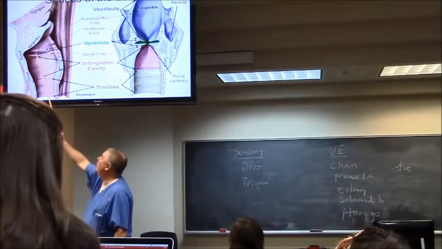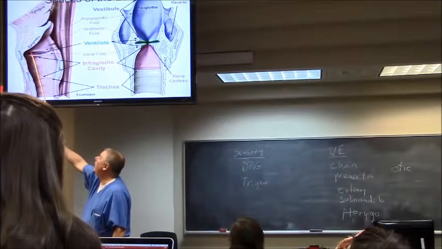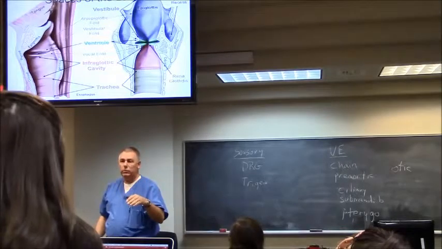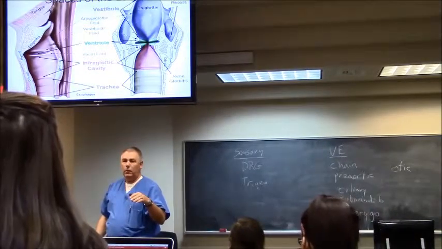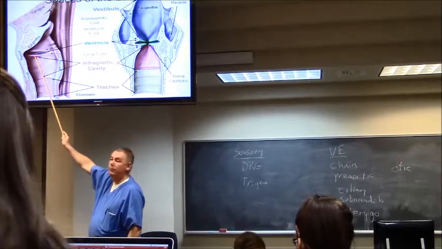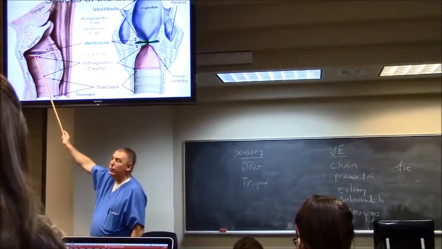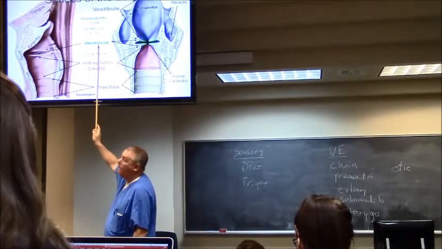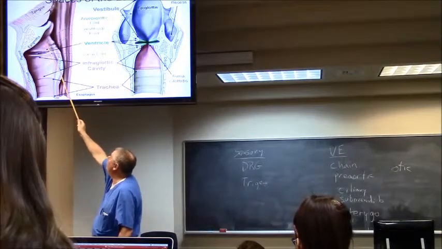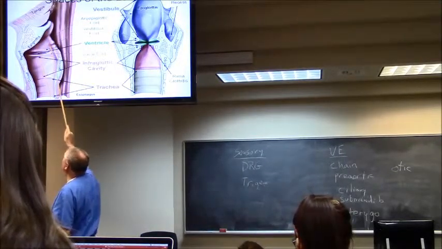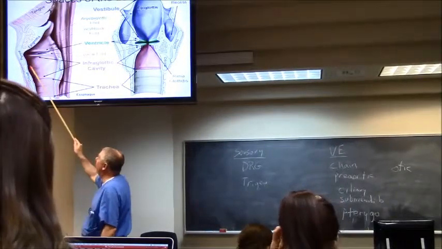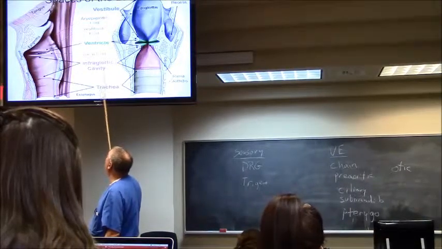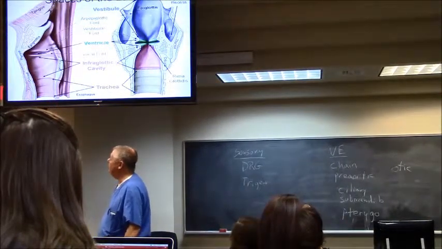There's a little cave right above it here, and there's another fold on top. The top fold is called the false vocal cord. The true vocal cord is the one on the bottom. That little pit is called the ventricle. Above the false vocal cord, this area here is called the vestibule, and below the fold down here is called the infraglottic area. And then starts your trachea.